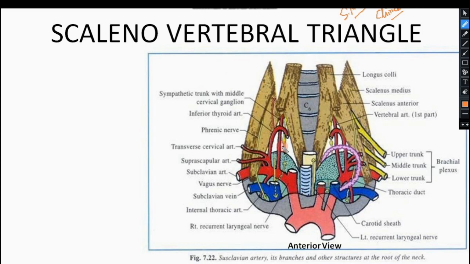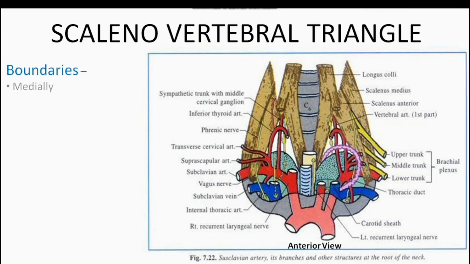Now the boundaries of the scaleno-vertebral triangle are, first, medially, we see the lower oblique part of the longus colli, and laterally we see the scalenus anterior muscle.